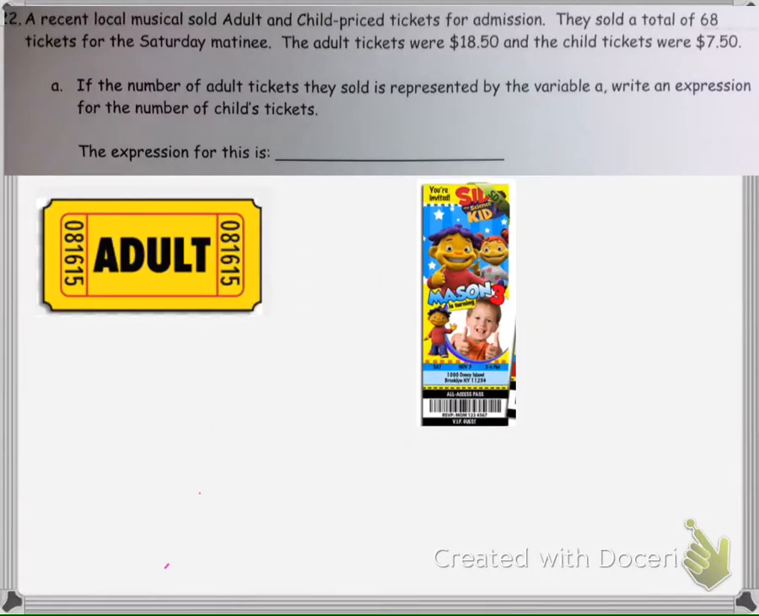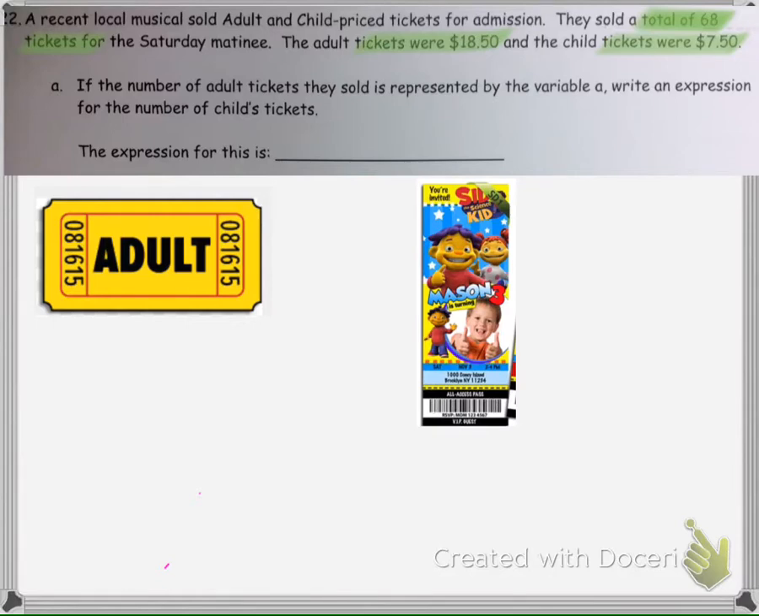Okay, in this problem, it says a recent local musical sold adult and child price tickets for admission. They sold a total of 68 tickets for the Saturday matinee. The adult tickets were $18.50, and a child ticket is $7.50.